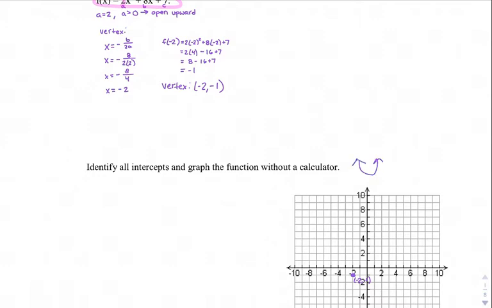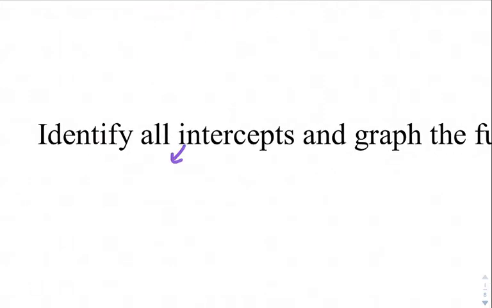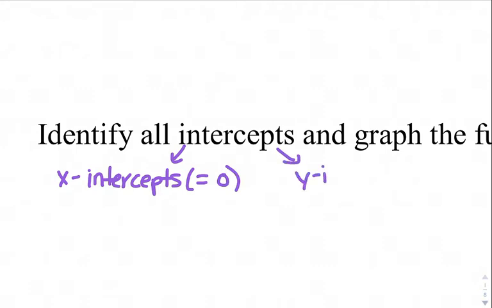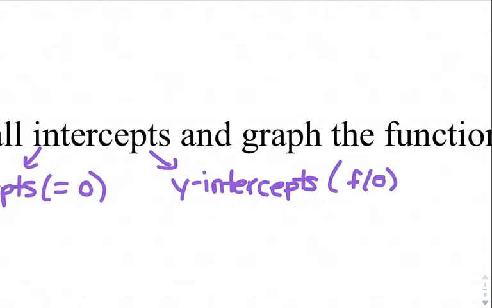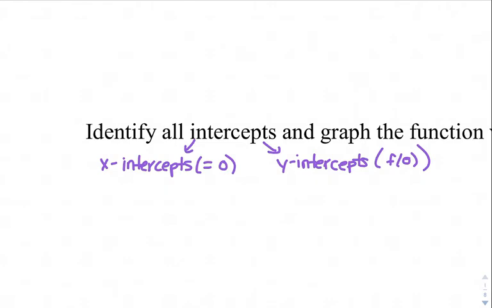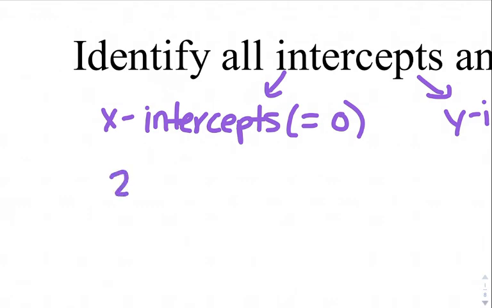So now it's just what are the intercepts. To find x-intercepts, remember you have to set the whole equation equal to 0. To find my y-intercept, I'm going to plug in 0 for x. So I'm going to do f of 0. Those are how you find your x-intercepts and y-intercepts. So let's start with our x. I have 2x squared plus 8x plus 7 equals 0.